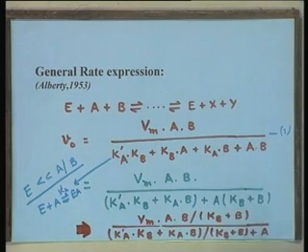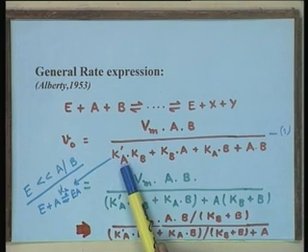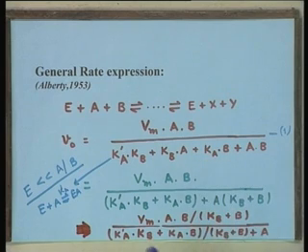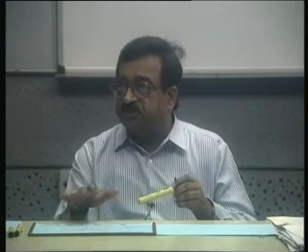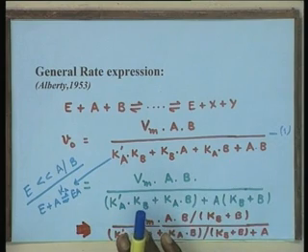Now, there might be some confusion about Ka and K dash A. K dash A is the dissociation constant for binding of A to the enzyme. Ka is the corresponding Michaelis-Menten constant with respect to A. The distinction between the two will become clearer as we proceed, but such a situation exists in the case of bisubstrate reactions.